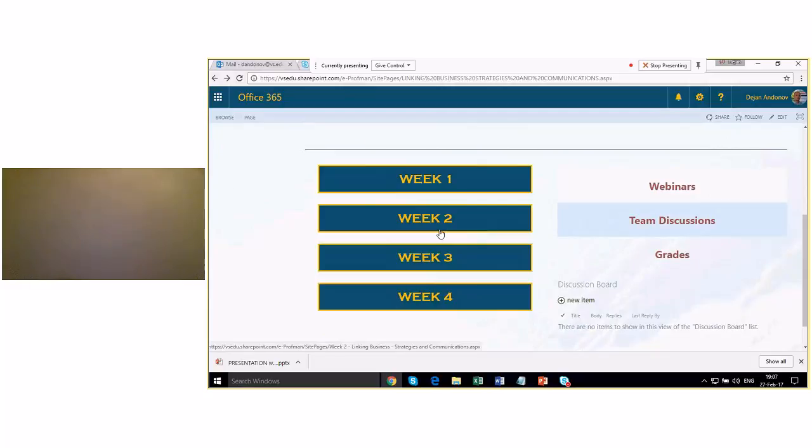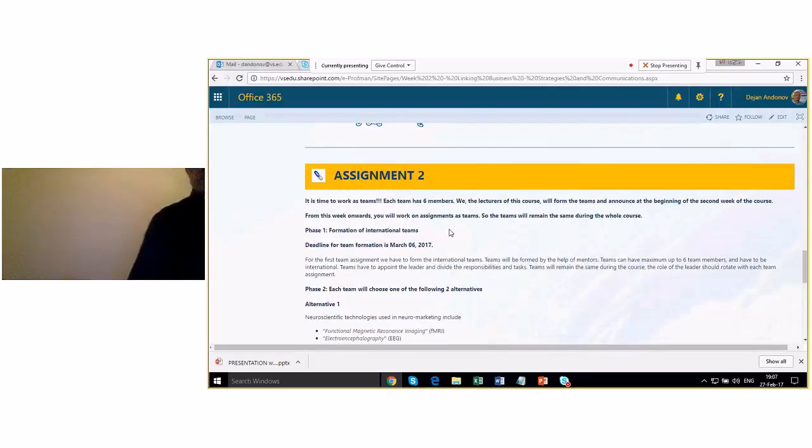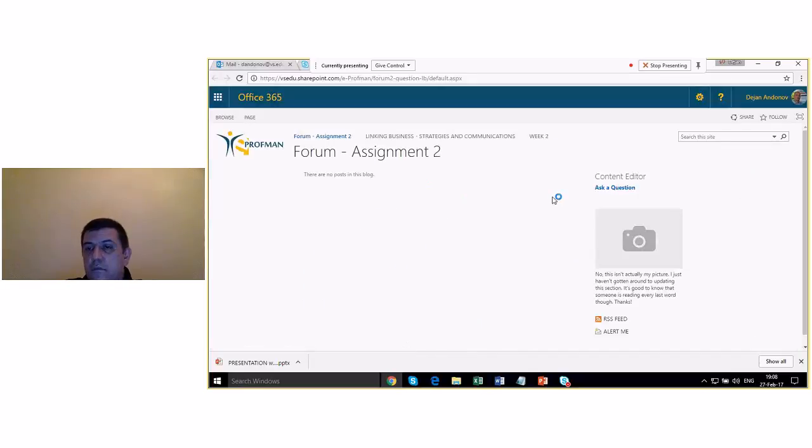Also, we find that what was confusing for students on the first course was these self-evaluations. For example, in assignment 2, that is a team assignment. So again, the forum is available to you for any questions, and also in the same forum you should publish your self-evaluation when you complete the assignment.